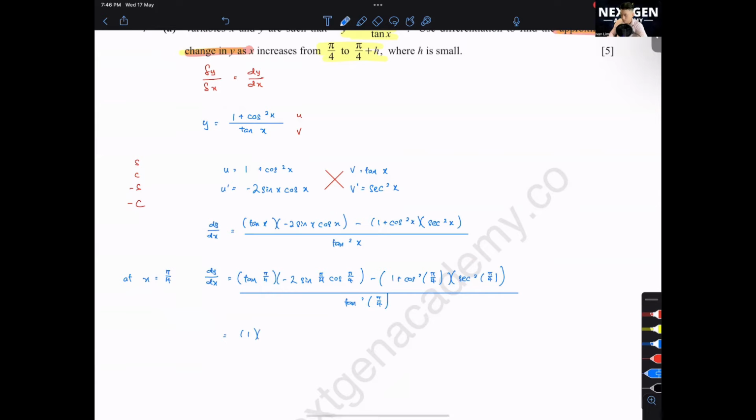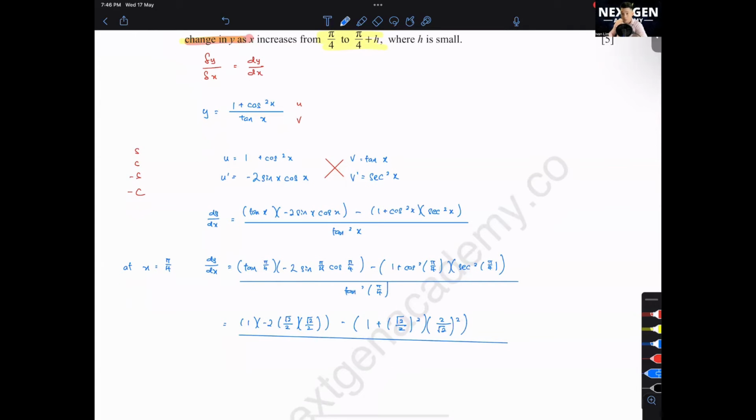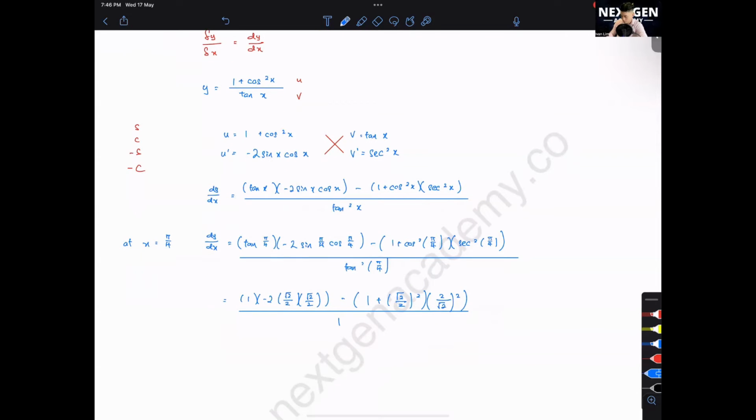So first part: negative 2 sin pi over 4 cos pi over 4. Then here we will get minus 1 plus cos square pi over 4 times secant square pi over 4, and here will be tangent square pi over 4. Just double check: is there any mark if you directly show the answer? Yes, you can. For this one, this step is not necessary. Normally the mark scheme will straight away give you the answer, they just write the dy over dx value already. But this one is just to be safe.